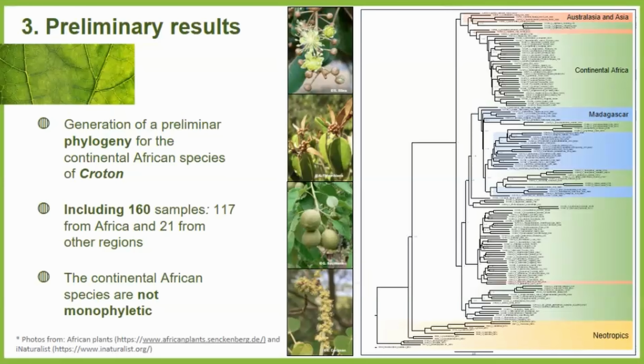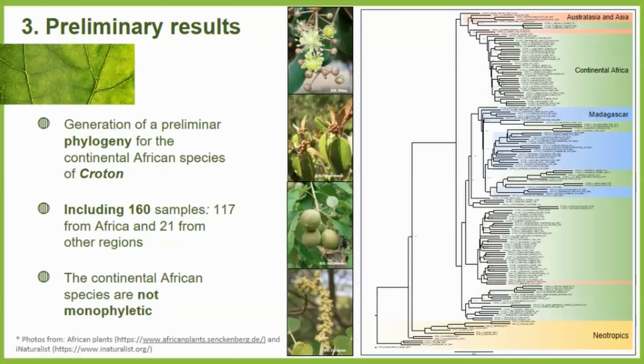It includes 160 samples, and regarding the sampling, it is more or less 70% of the species of continental Africa, and it has representation of Madagascar, Asia, and also the neotropics, because we thought that for Croton it would be very important to see how the species come and go from the continent to Madagascar and back, because we know that it's not a linear history.